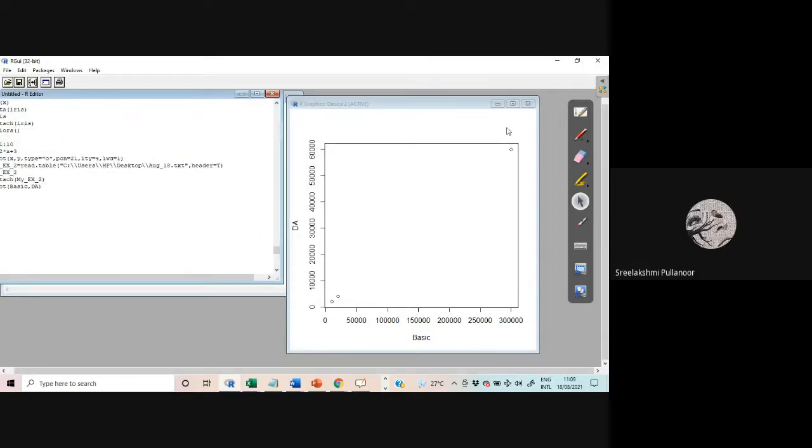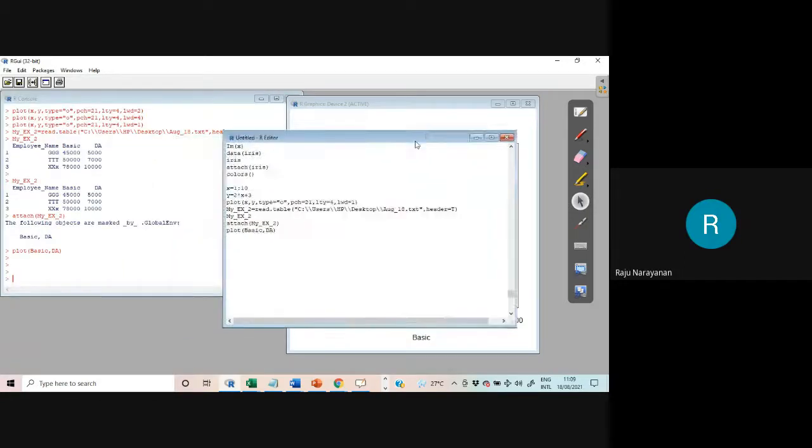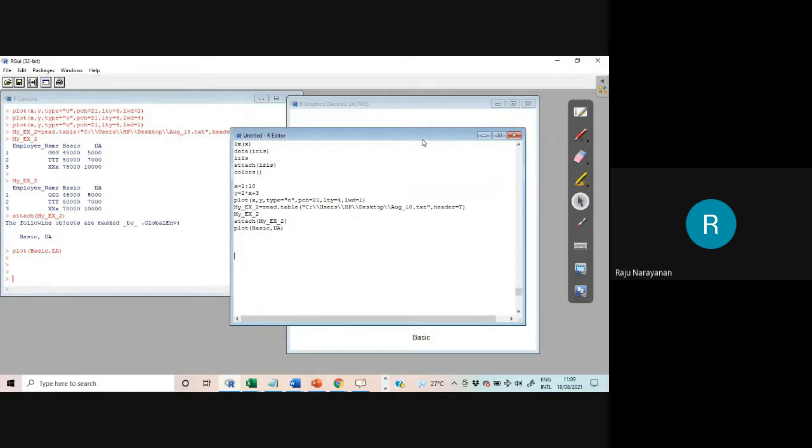So what is the purpose of attach actually, if it's working without that? That is, sometimes it may create some problem. Suppose I have opened 8 files, data files, and in more than one file the same variable names are there. Is the situation clear or not?